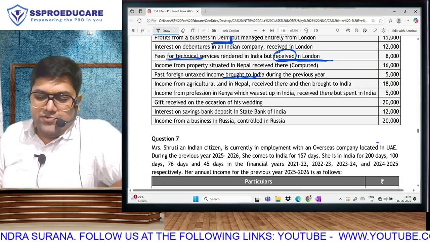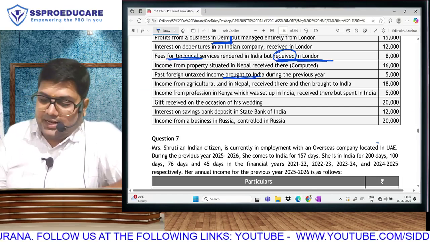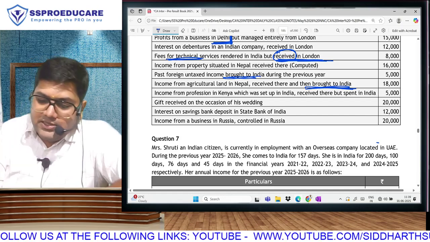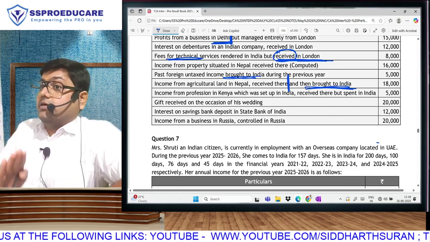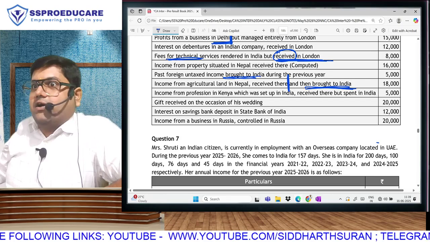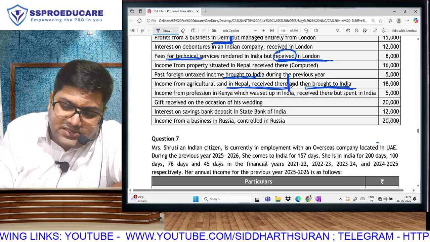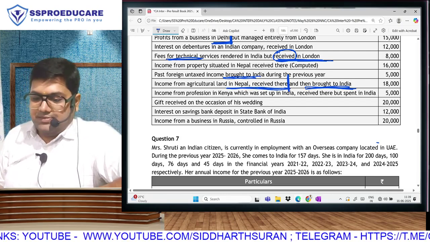Next, income from agriculture in Nepal received there and then brought to India. One second. This being brought to India will have no effect. By now you have understood that. So my explanation is only till this much, because the statement thereafter is already clear to you. Bringing money will not affect taxability. If it is taxable, we have to decide only with this much. If it is not taxable, we have to decide only with this much. Bringing or not bringing doesn't matter.